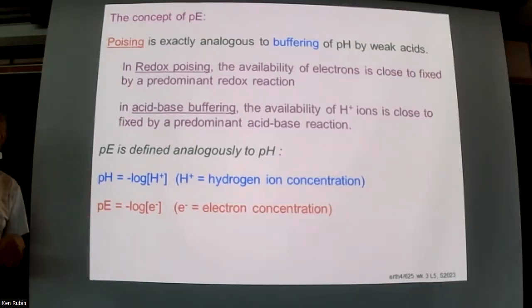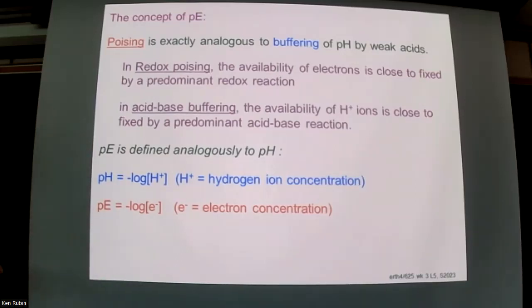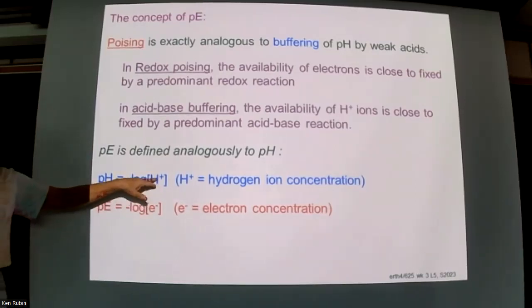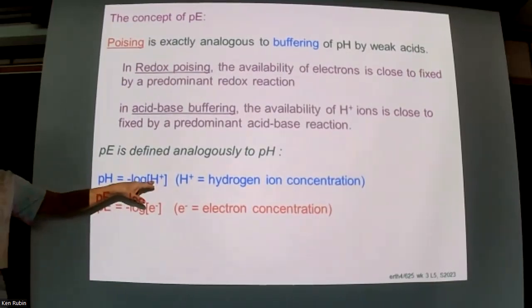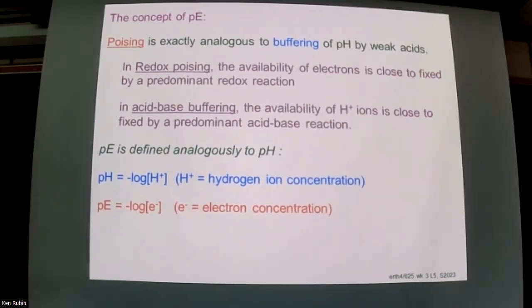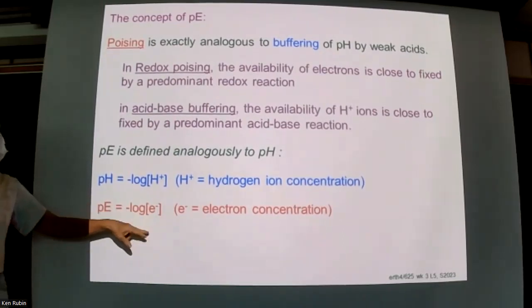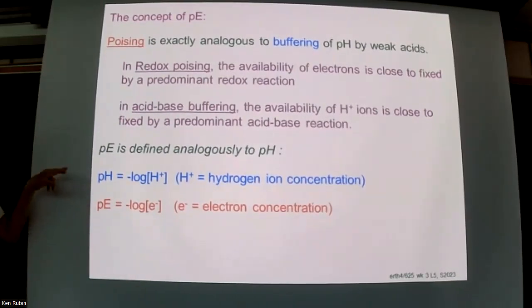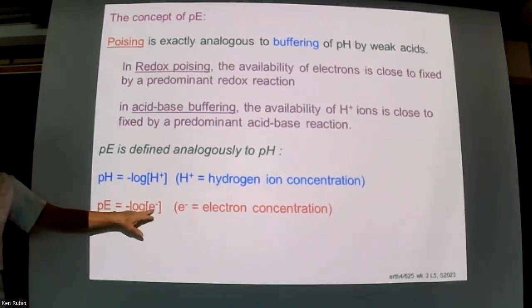So with pH, most people have an intuitive feeling: when pH is high, it's basic, meaning there's very little of this around. And when pH is low, it's acidic, meaning there's a lot of this around. It's the same thing with PE. When PE is high, it's an oxidizing environment because there are very few free electrons around. And when PE is low, it's a reducing environment because there are a lot of these things around.